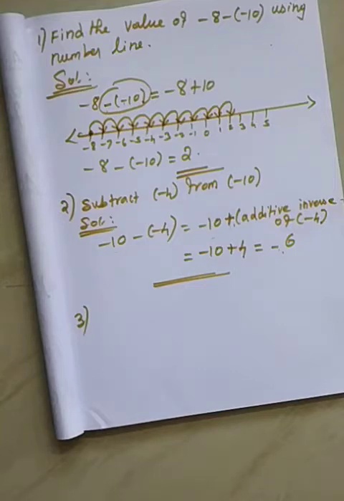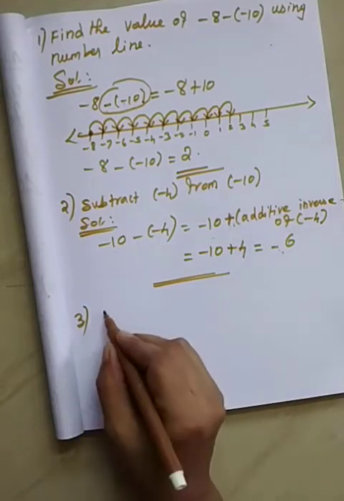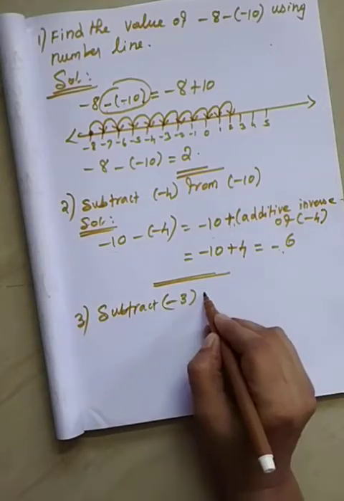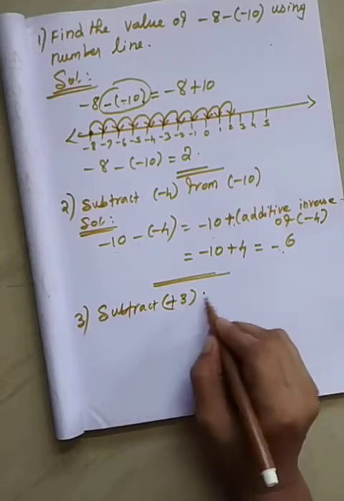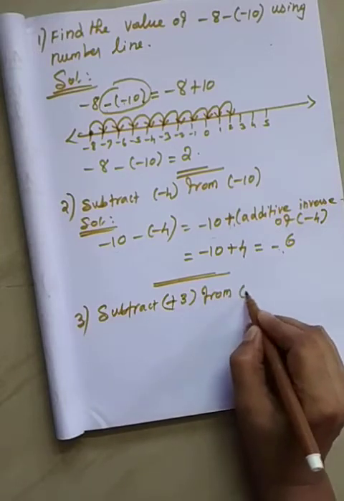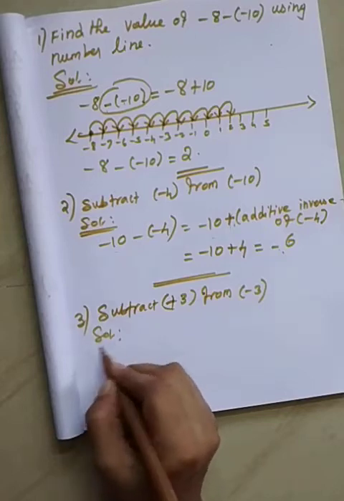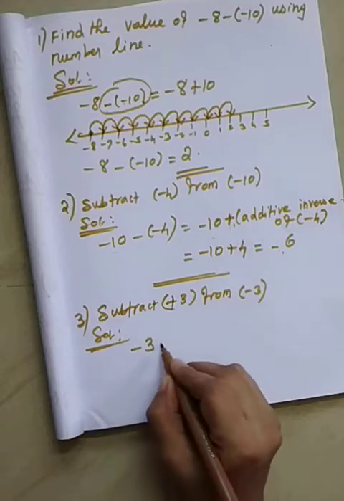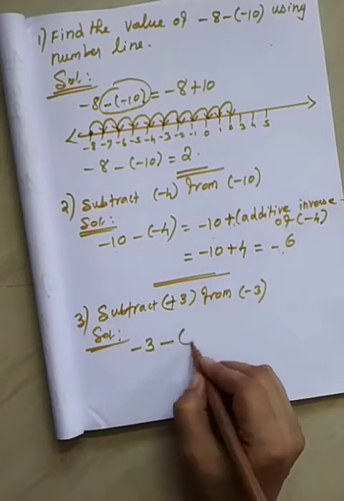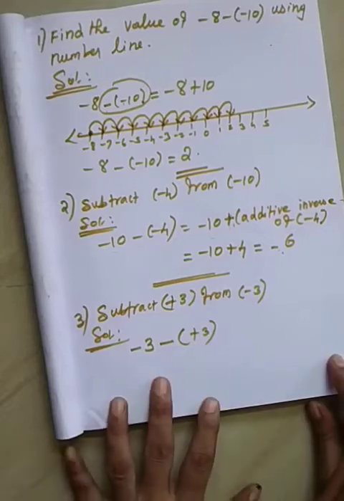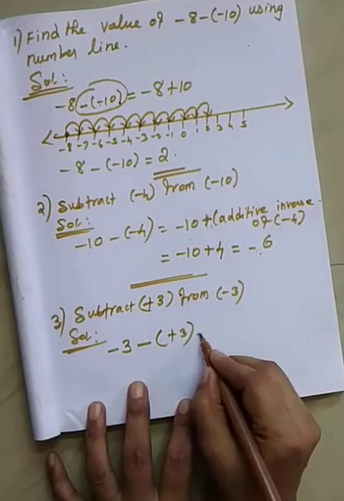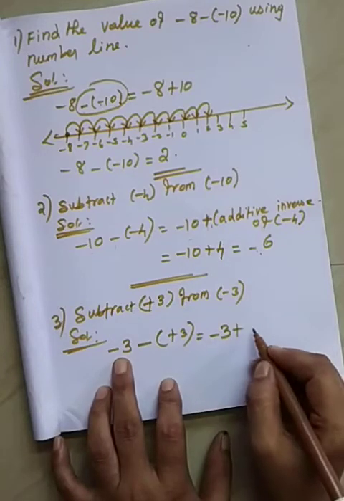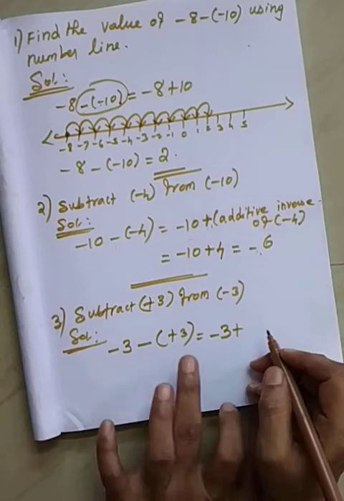See the next problem. Subtract plus 3 from minus 3. How can you write? From minus 3 means you write this minus 3, minus, subtract. So minus, put in this plus 3. Now see here, write this minus 3, put plus symbol, additive inverse of plus 3.